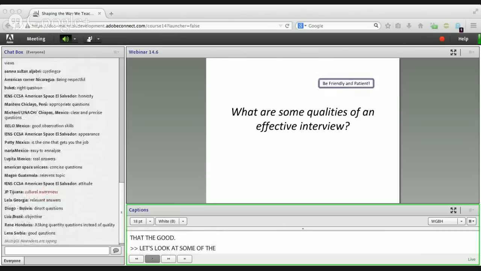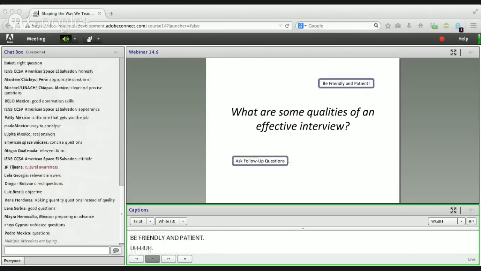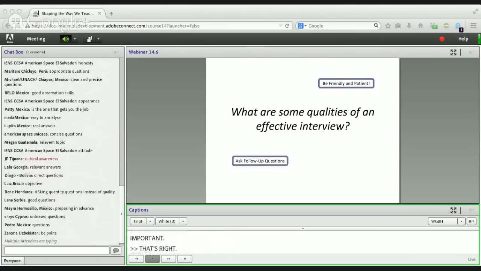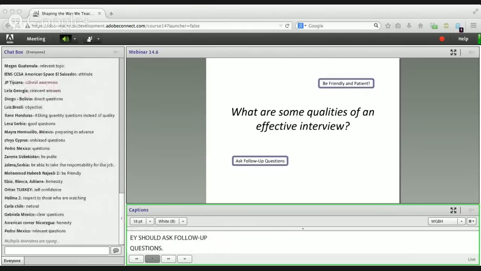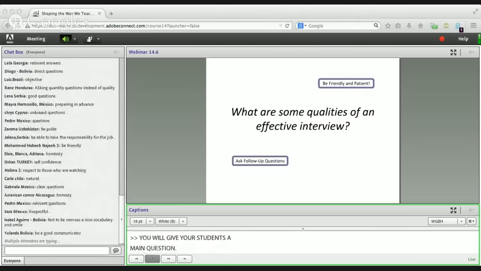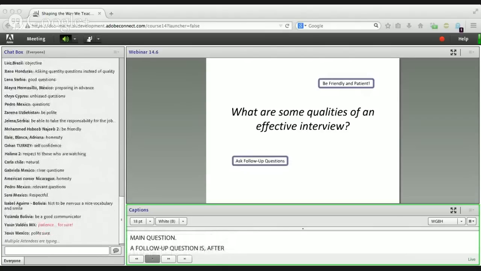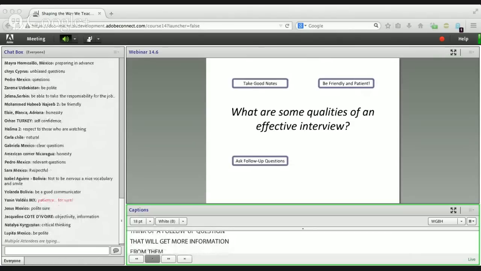Attitude. Be friendly and patient. That is always very important. That's right. They should ask follow-up questions. What's a follow-up question? You'll give your student the main question to ask, and then a follow-up question is, after you receive the interviewee's response, you think of a thoughtful question that would get more information from them. Interesting. Good follow-up questions are super important. That's right. Why would you say that they're important? See, that was a follow-up question. That was a great follow-up question, John Mark. I'm not going to answer your follow-up question.